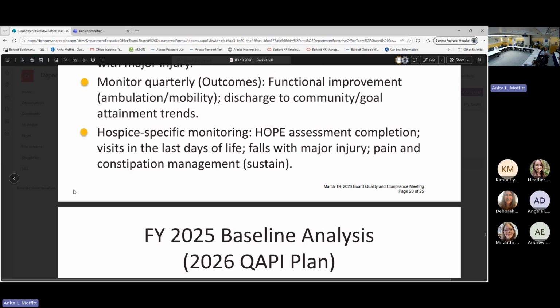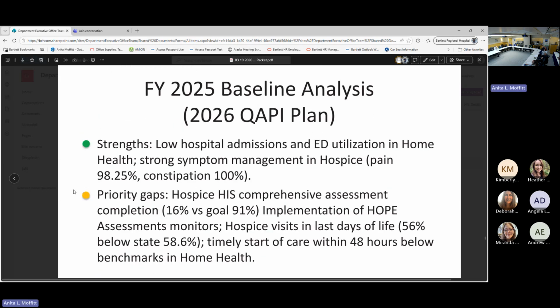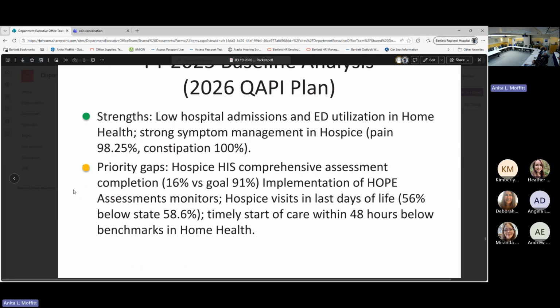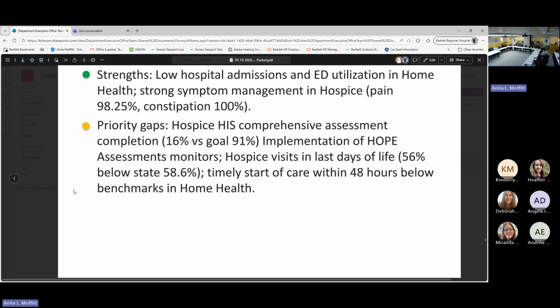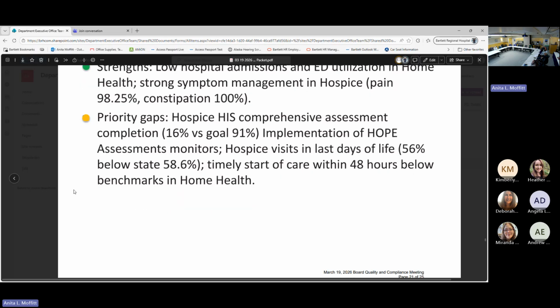The strengths of the program, we had the low hospital admissions, ED utilization, and home health, strong symptom management and hospice at 98%. And so the priority gaps again is that hospice, HIS, the comprehensive assessments that we implemented, and now educating on the HOPE and making sure that we're providing that education and completing that completely.